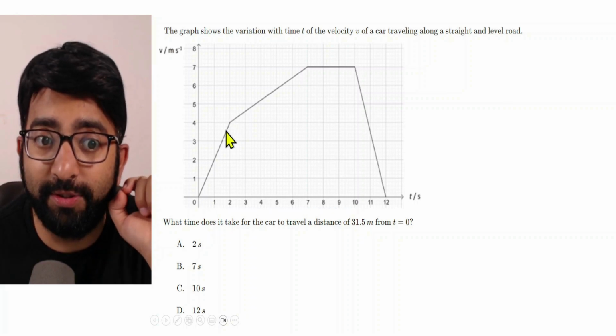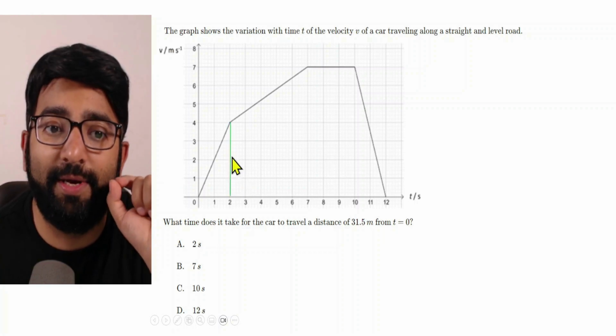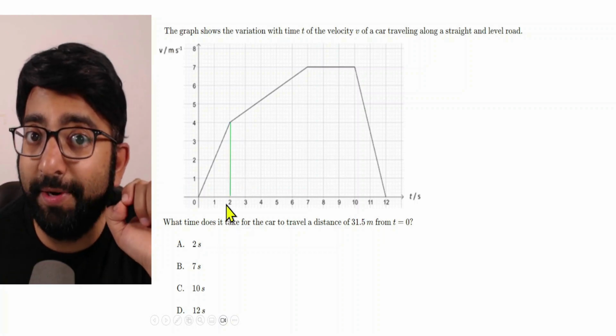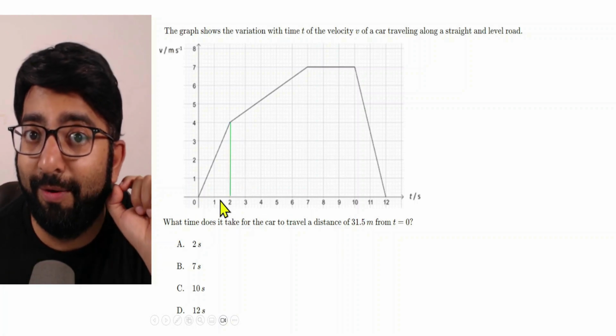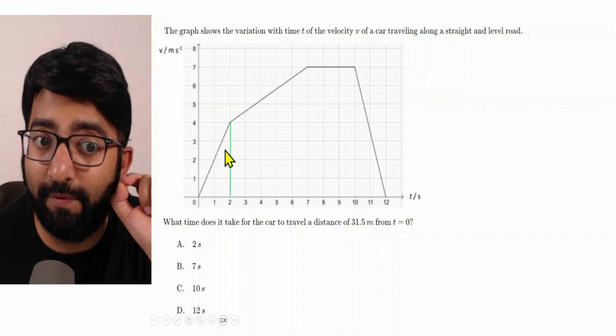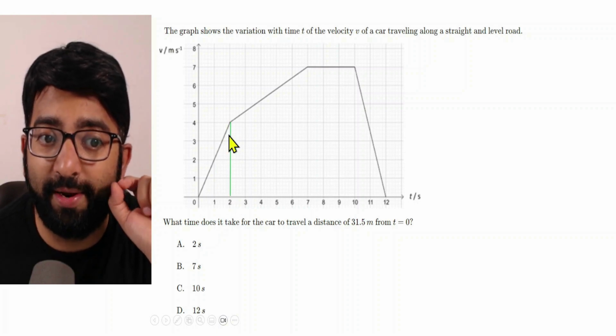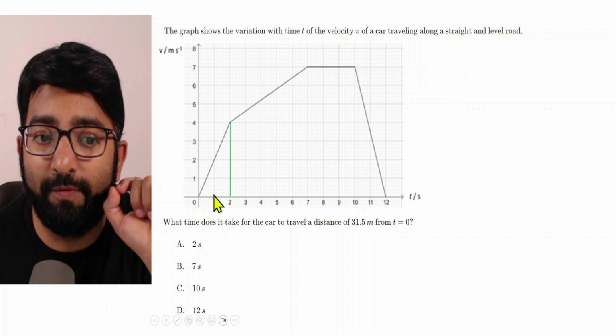We need to draw a line starting from this point, and that line should be perpendicular to the x-axis, and the line will look like this. And now we need to find the area under the graph. What do we mean by area under the graph? That would mean the area between the graph, the line which we have drawn, and the x-axis. So consider this triangle. This area is what we need to find.